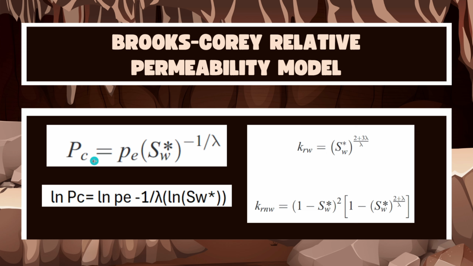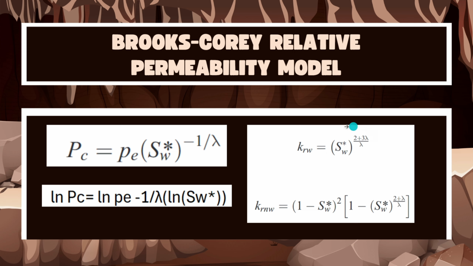First of all, PC is the capillary pressure for each saturation, and PE is the threshold capillary pressure, equal to the normalized water saturation to the power of negative 1 over lambda. So how do we find the lambda to use in the equation? We must plot a linear graph of ln PC against ln PE, and the slope is 1 minus lambda, and then we can find lambda from there.